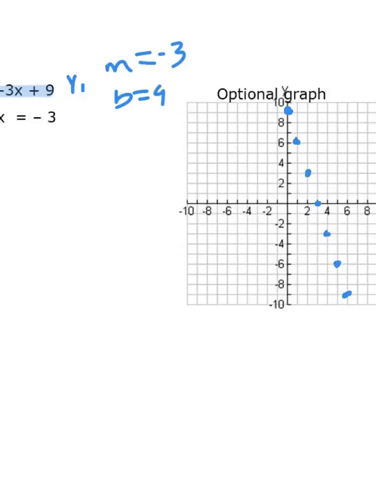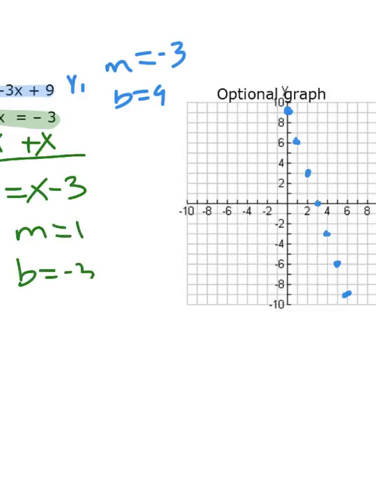Okay, the next equation I have is not in standard form or slope-intercept form. So before I do anything else, I need to get this in slope-intercept form. I'm going to do that by adding x to both sides. And that comes out to y equals x minus 3, which gives me a slope of 1 and a y-intercept of negative 3. So I'm going to graph this starting at negative 3 on the y-axis, and it's going up 1 over 1, up 1 over 1. And then I can see where the two lines cross.